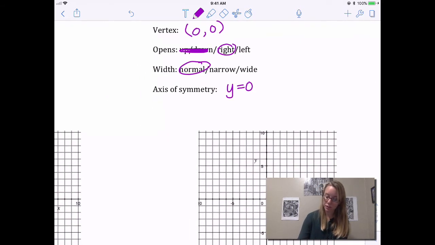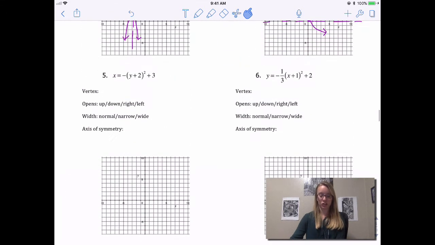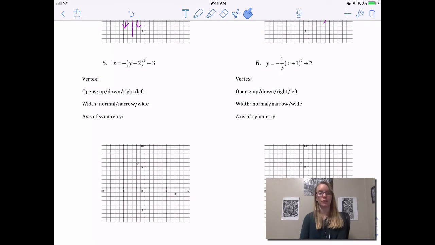So I've got my vertex on (0, 0). I'm opening to the right. My axis of symmetry is just straight through that vertex, and that is our graph. I think you guys should try the next few, see how many you can do. I'll just keep trucking along, but pause, go through them, see what you can do on your own.